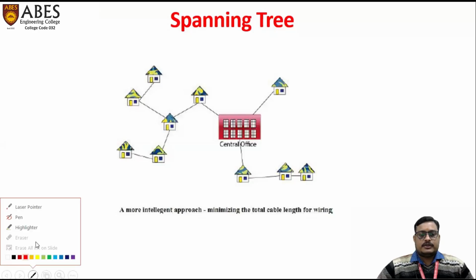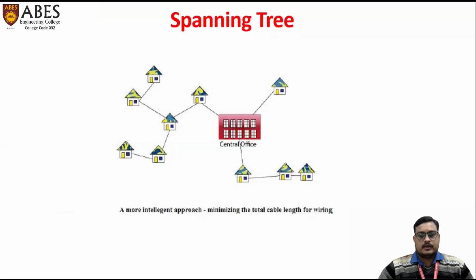Okay. So this is the basic application, the basic need of the spanning tree. This intelligent approach minimizes the total cost or total length of the cable for wiring. So how can we use it in the form of a graph? We'll see here.